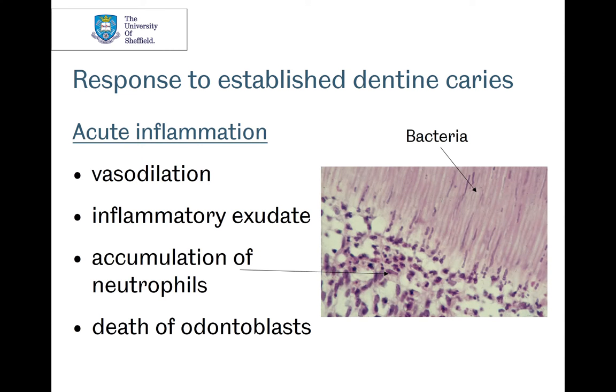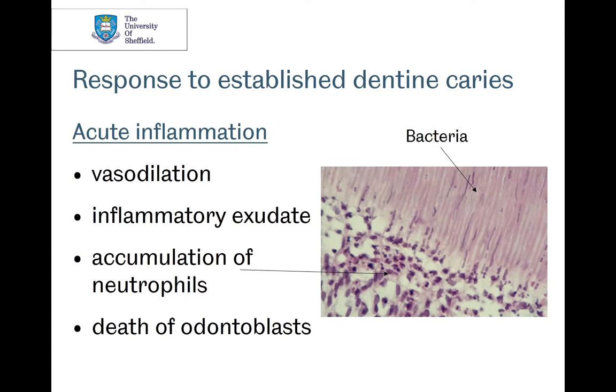So here's the response to established dental caries. You get a full-blown acute inflammation. Vasodilation throughout the pulp, inflammatory exudate coming out, that's the protein-rich fluid that comes out to form edema fluid. Neutrophils start to accumulate, and you begin to get the death of odontoblasts in the face of the inflammatory mediators and the increasing pressure in the pulp.